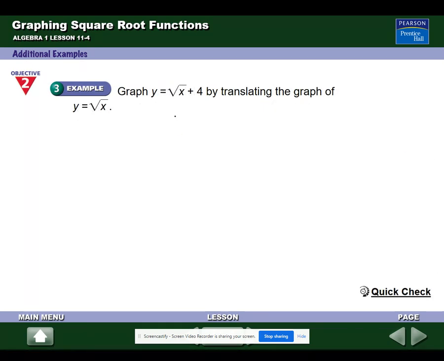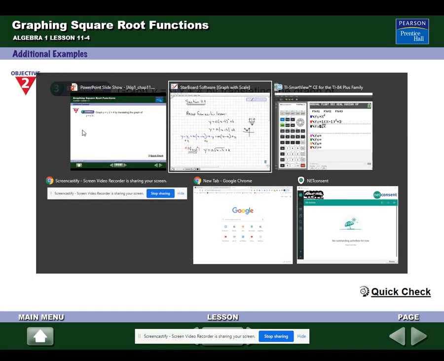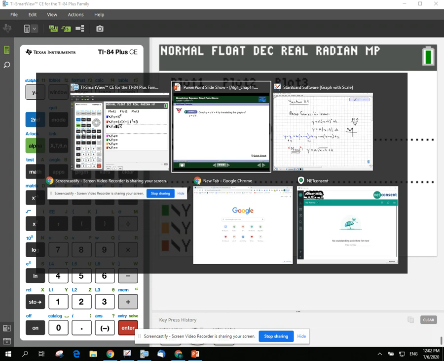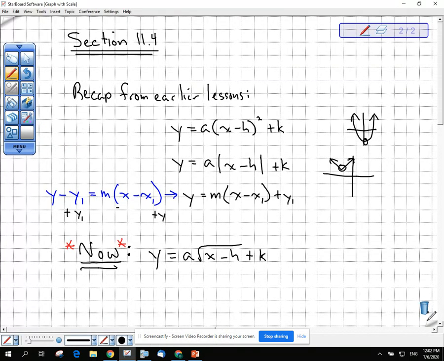Graph y equals the square root of x plus 4 by translating the graph of y equals the square root of x. So we'll go over to my graph paper. Guess I missed. There.